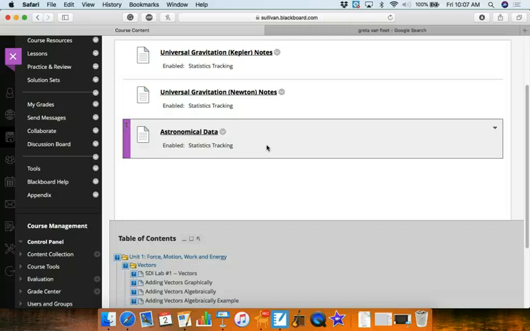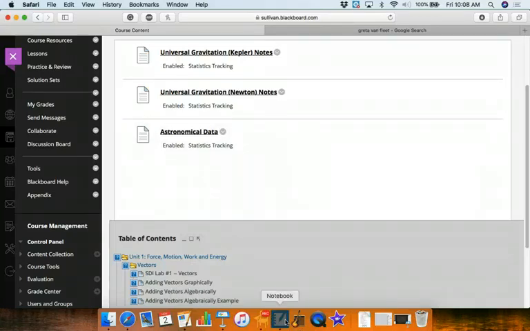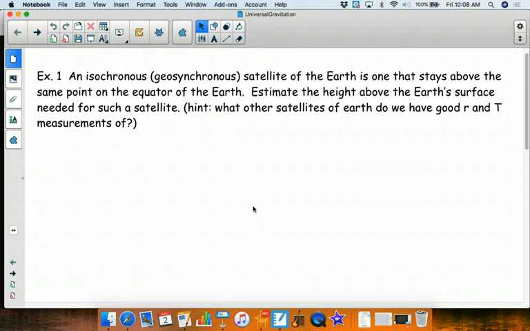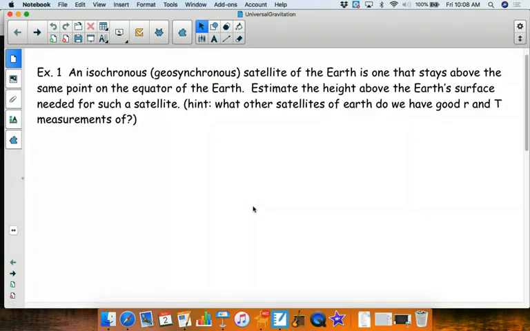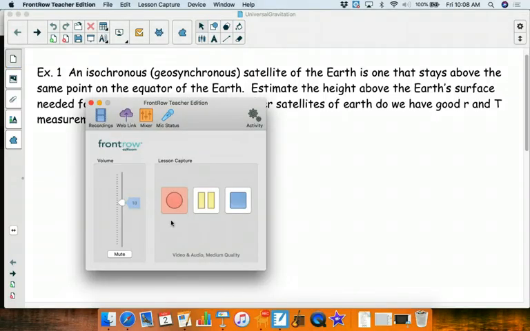So the second thing is, let's try this question here. An isochronous or geosynchronous satellite of the Earth is one that stays above the same point on the equator of the Earth. Estimate the height above the Earth's surface needed for such a satellite. Hint, what other satellites of Earth do we have good R and T measurements of? Okay, so remember, K is the constant, R cubed over T squared is constant for any satellites orbiting Earth. So give that a shot right now.